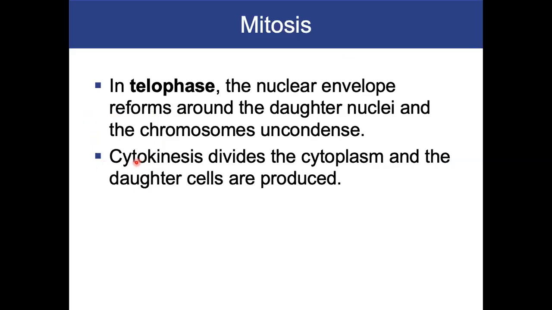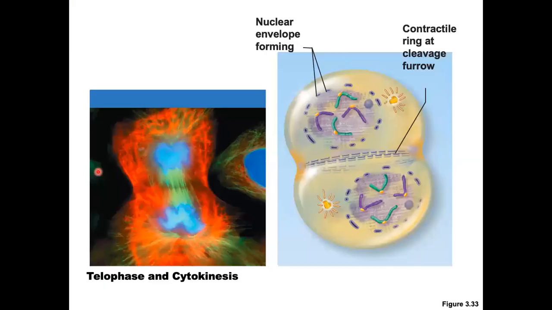Cytokinesis means cutting of the cytoplasm. So you're going to split the cytoplasm in half, and you form 2 daughter cells. This is really cool to see, and it's obvious too once you actually know what you're looking for. Here's a chromosome, and then here's a chromosome as well. And notice how they're at opposite poles.